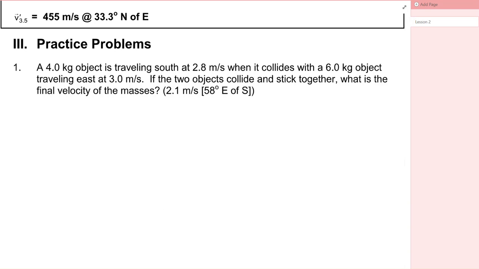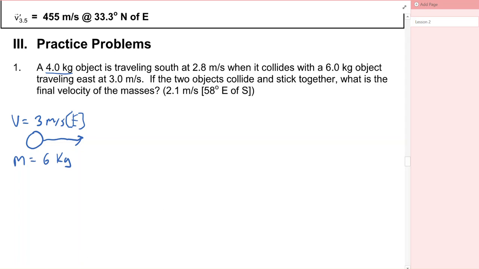Okay, so we have a ball, a 4 kilogram object traveling to the east, right? So let's write that down. We've got velocity equal to 3 meters per second, going to the east, I guess you could write down if you wanted to. And then it has a mass of 6 kilograms. Okay, so that's what's happening there.